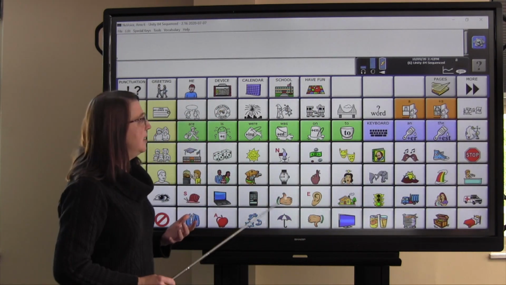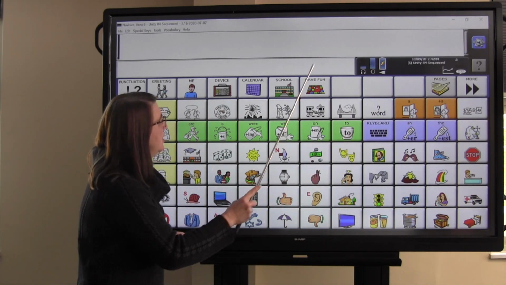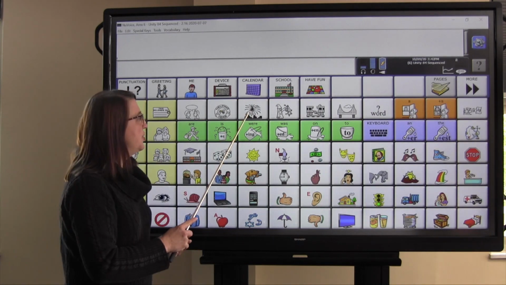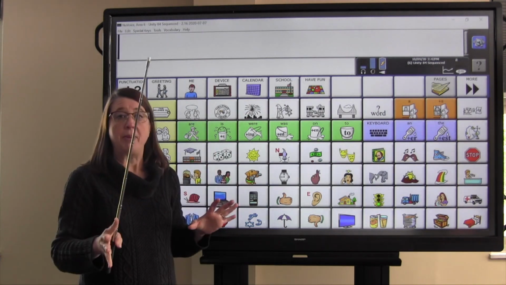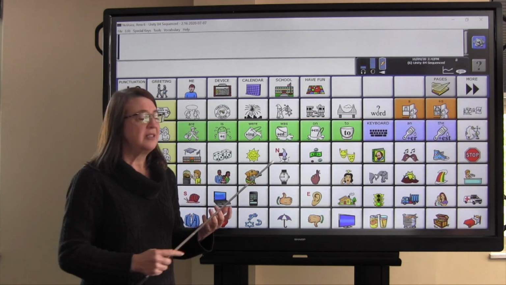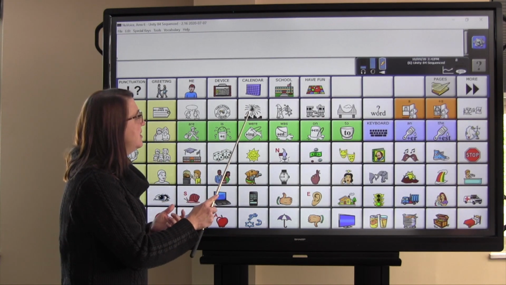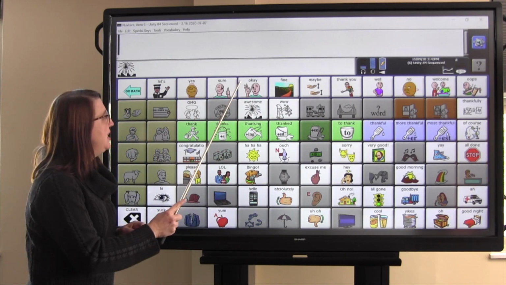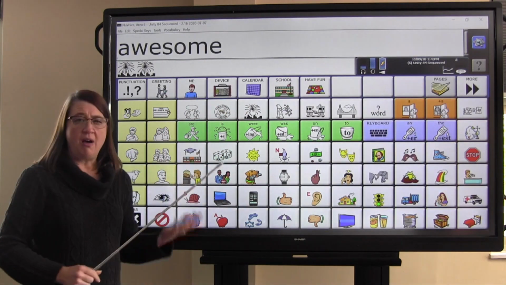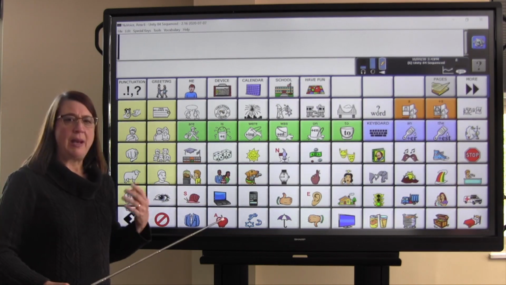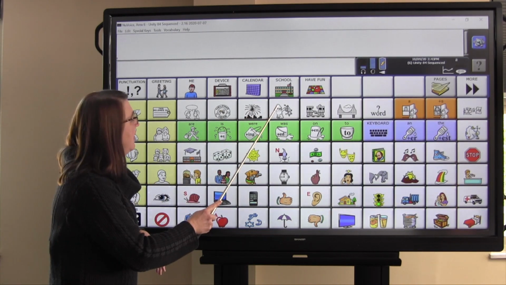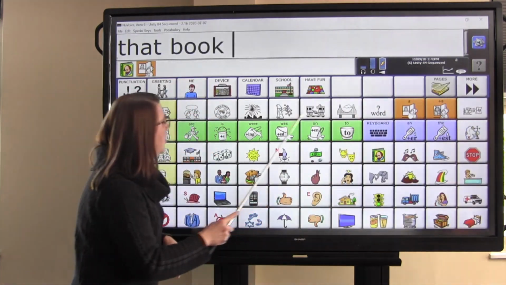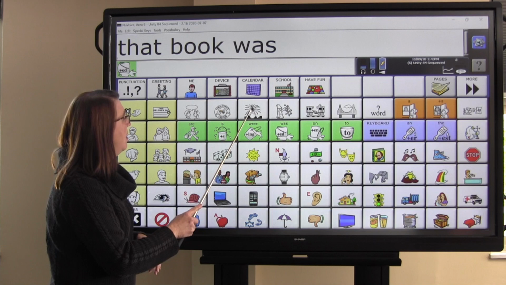Okay, so we have taken a look at question words, conjunctions, and determiners. Let's take a look at interjections. Interjections are things that pop into our sentences, and so that's why we have this explosion of a firework. If I select the interjection key twice, I can say awesome. I'm going to say that book was awesome.